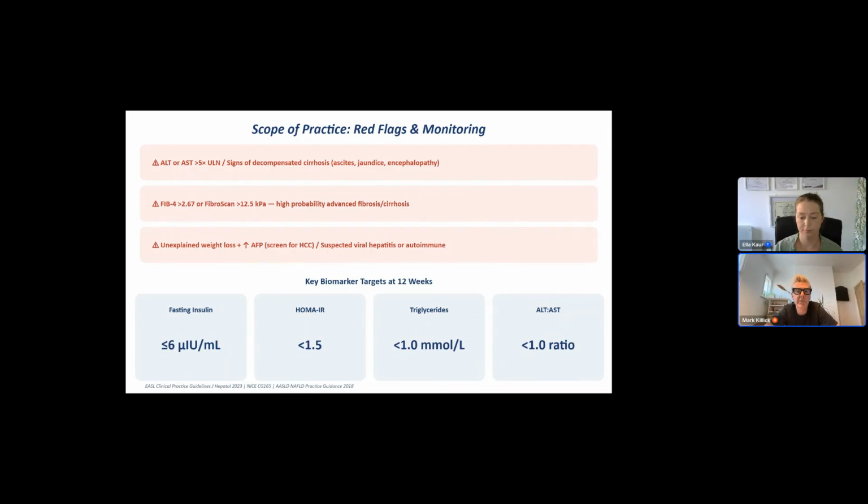But the key markers that we'll be looking for is a fasting insulin after our intervention of lower than 6. The HOMA-IR score, I haven't got into that. Triglycerides less than 1, and also the ALT to AST ratio of less than 1.